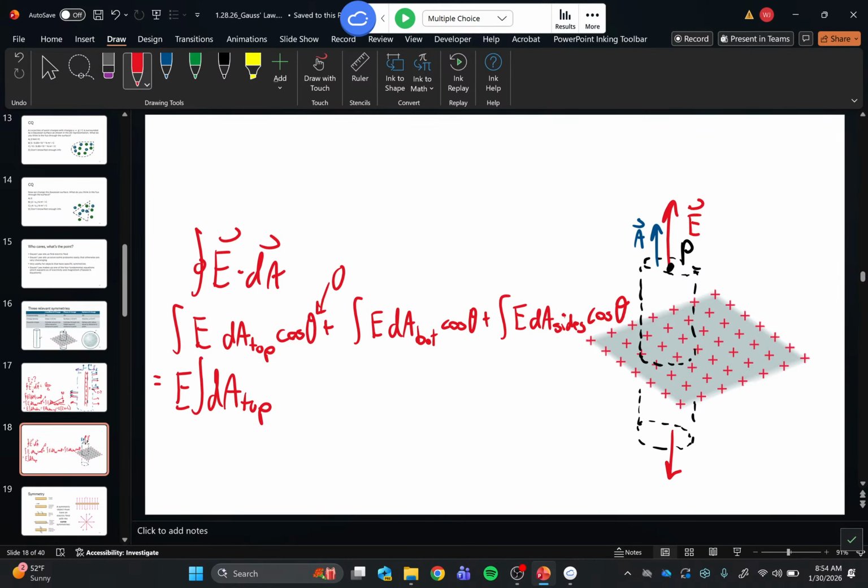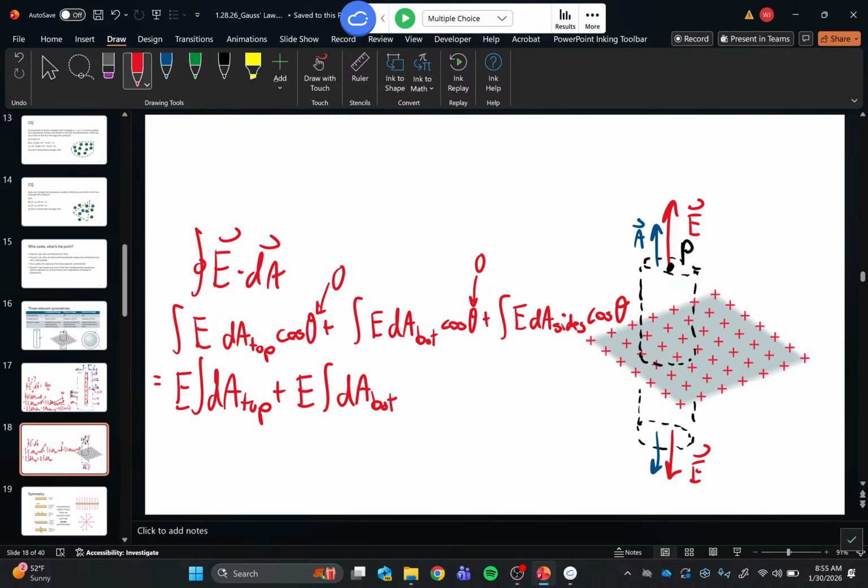At the bottom, the electric field is down, for the same reason above it was up. Same exact logic. Which way is my area vector? Also down. Oh my gosh, it's the same exact thing. So we get E times the integral of the area on the bottom, because this is also 0 everywhere on that bottom. And E is a constant everywhere on that bottom.